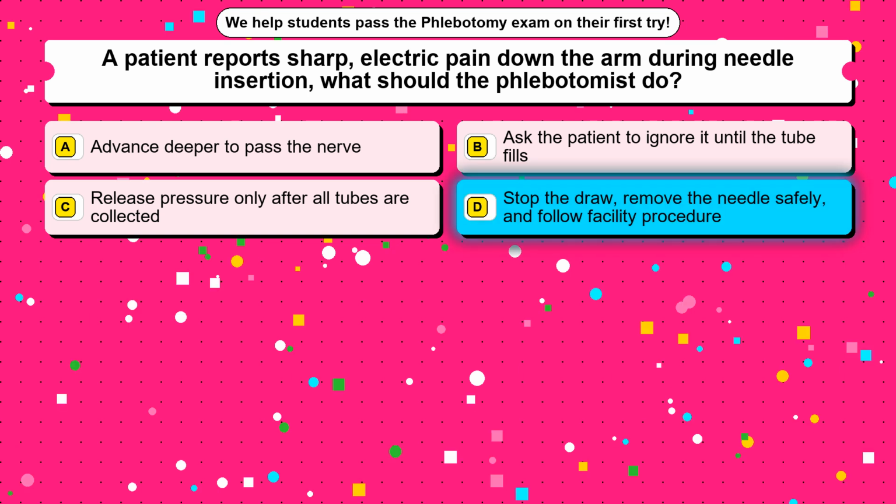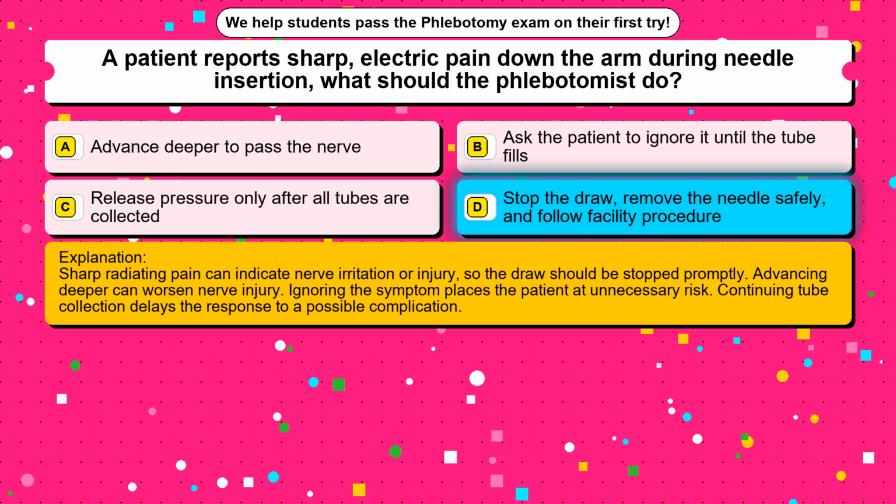The correct answer is option D. Stop the draw, remove the needle safely, and follow facility procedure. Sharp radiating pain can indicate nerve irritation or injury, so the draw should be stopped promptly. Advancing deeper can worsen nerve injury. Ignoring the symptom places the patient at unnecessary risk. Continuing tube collection delays the response to a possible complication.